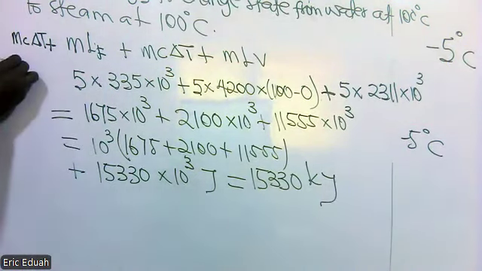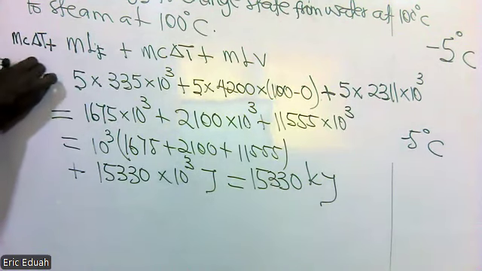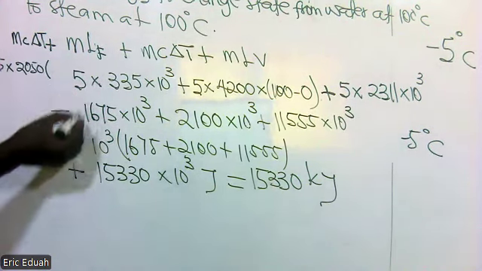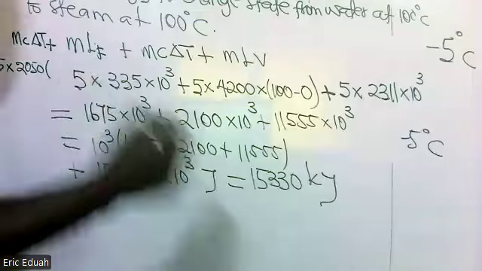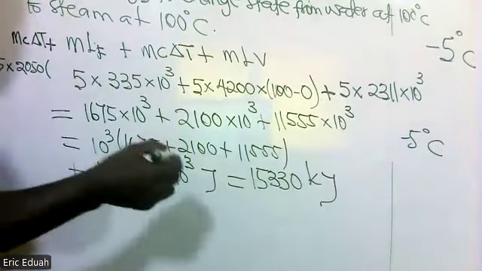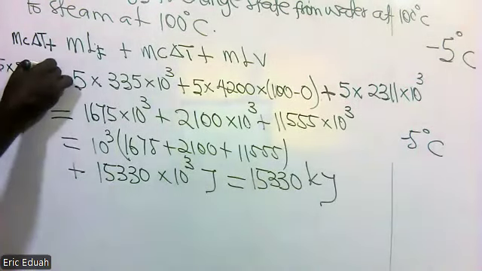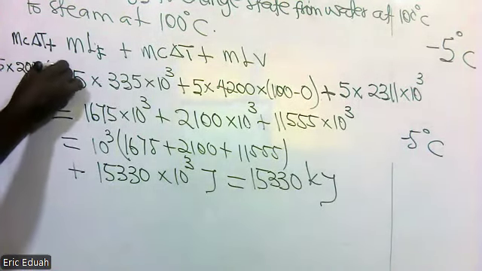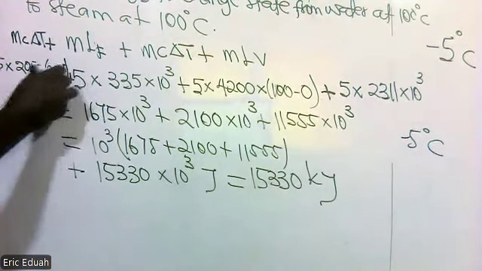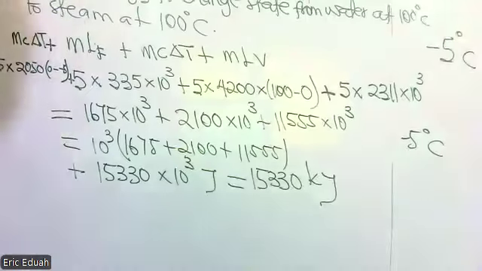So 5 times 2050 times the change in temperature. The final temperature is 0. The initial temperature is -5. So the change in temperature will be 0 minus -5. So this is what will add to whatever we are doing.